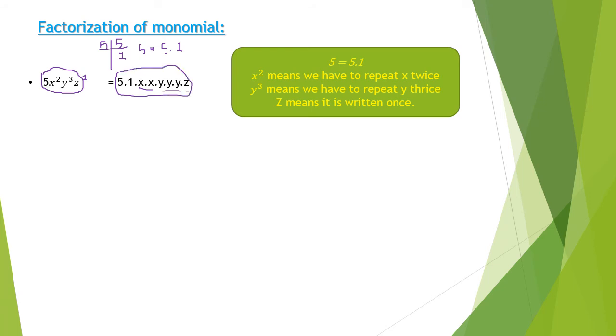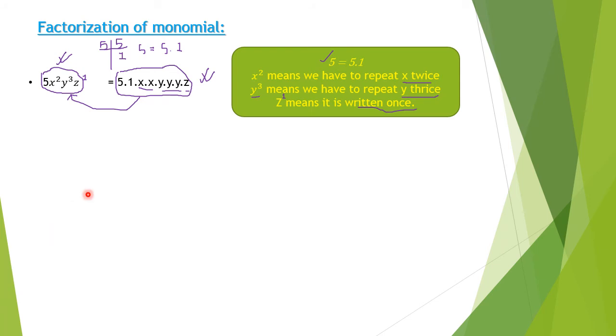See the expression: 5 is written as 5 times 1. x square means we have to repeat x twice. y cube means we have to repeat y thrice. And z is written only once because its power, its index, is 1. So this is the factorization. If we multiply these factors, all of which are factors, we get the original algebraic expression, the original monomial. And let's move to another.